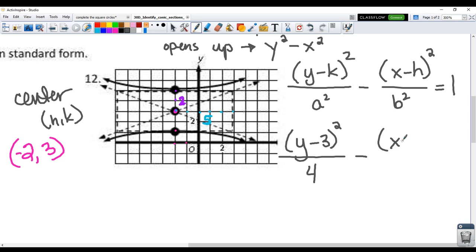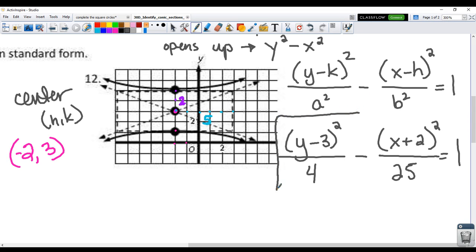So you always use the y distance underneath the y variable. Minus x minus, in this case, a -2. So x minus -2 is a +2 squared over, we travel 5 units in the x direction from your center to the edge of your box. And so 5 squared is 25. And that needs to equal 1 in order to be in our standard equation. Okay, and that's it. We're done.